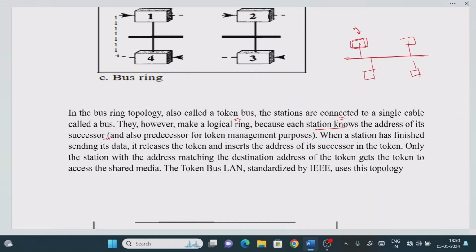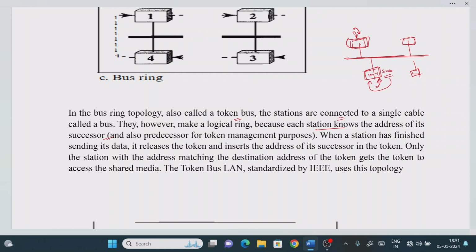It means that if it wants to send data, it can hold that particular token so that it can send the information. Once its operation is completed, it will have the address of the successor. Suppose this is your successor: it will attach the token as well as the successor address, so that whichever station matches this address, only then will it accept the token.